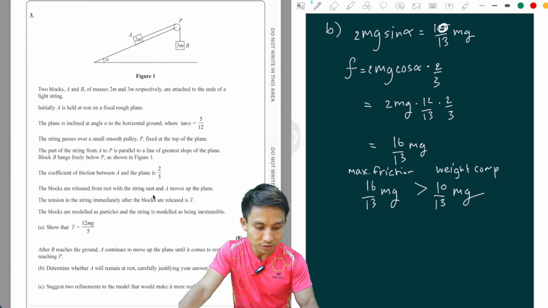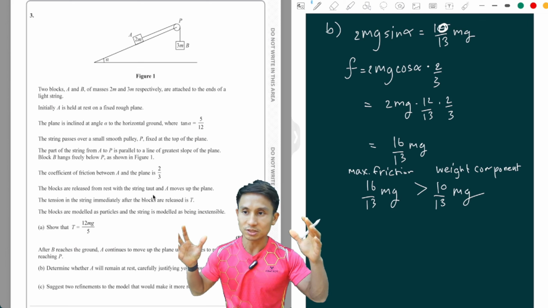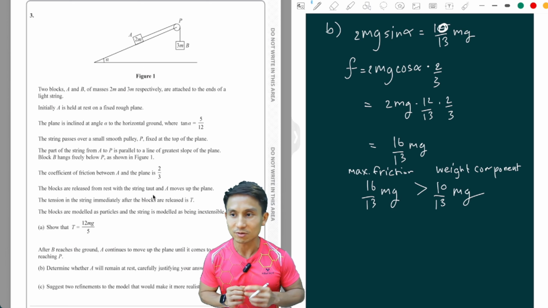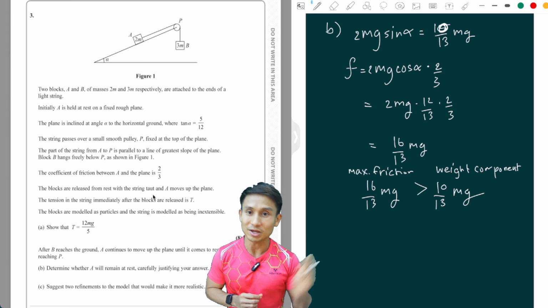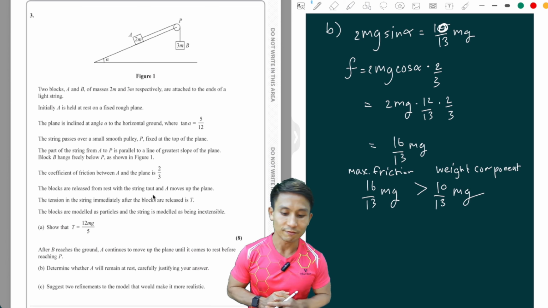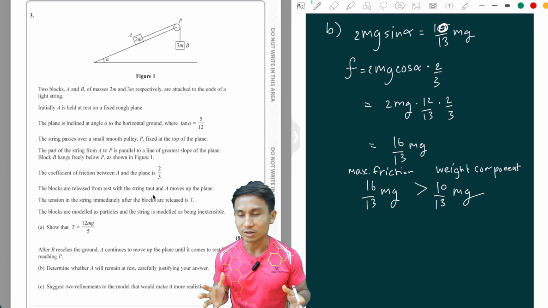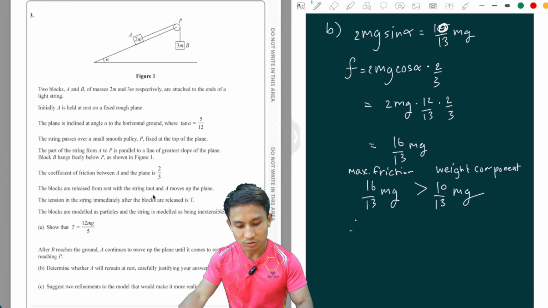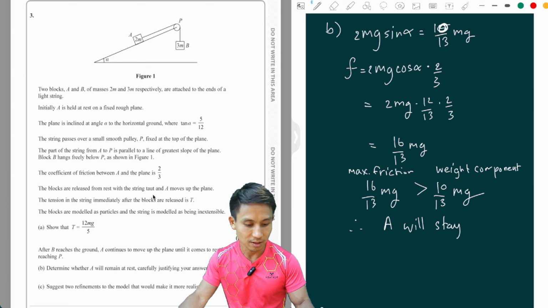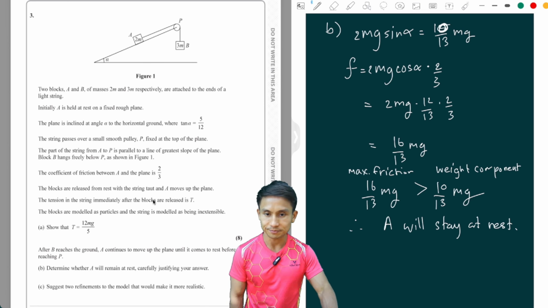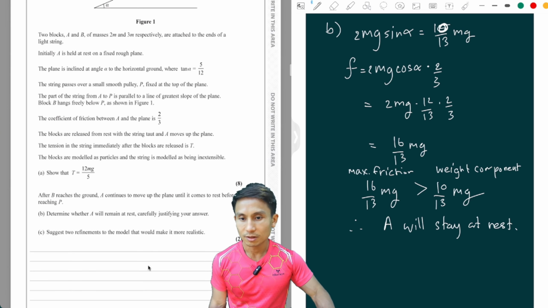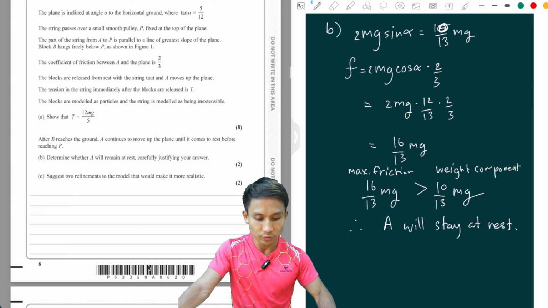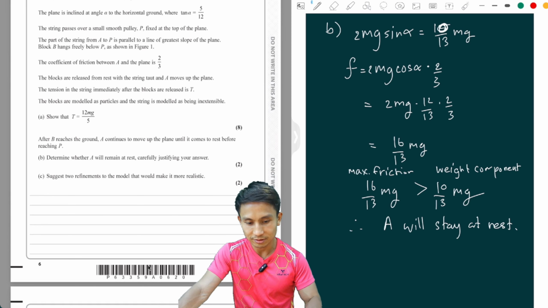So when it stops up there, there are only two competing forces: the weight component pulling it down, or the maximum friction keeping it up, right? So if maximum friction is greater than the weight component, then it's not going to move down. So therefore, A will stay at rest, not moving down, right? Yeah? So we already justified our answer.